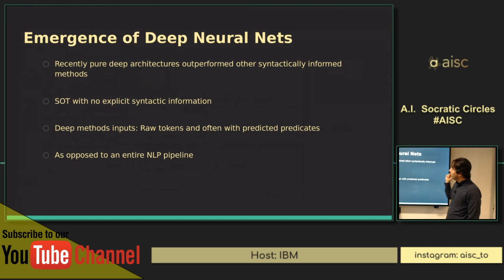So, emergence of deep neural nets. Recently, deep architectures, as I mentioned, have outperformed syntactically informed methods of previous architectures, not self-attention. I mentioned earlier the SOTA with no syntax. The current SOTA does not use any syntactic information. In deep methods, input is usually raw tokens, often with predicted predicates. And predicates are technically, you can think of them as verbs. They're a more inclusive set, so they can include nominal predicates. Their syntactic role is a noun, but they're still a predicate.